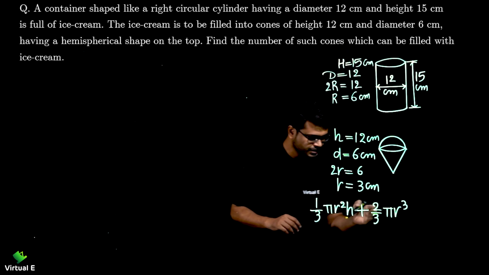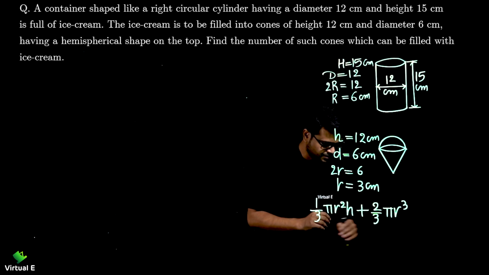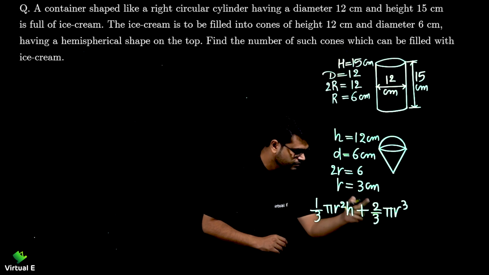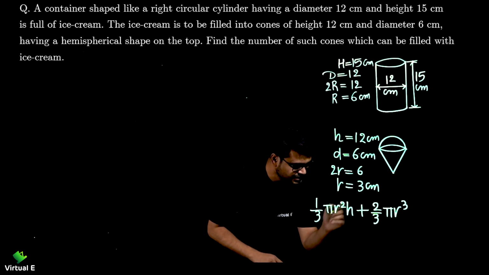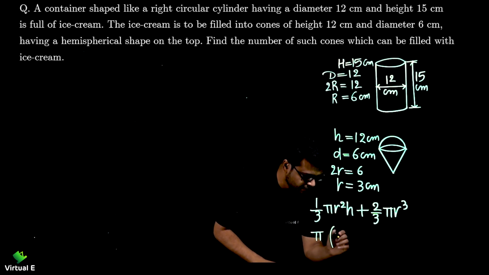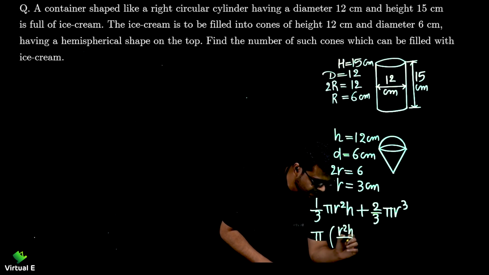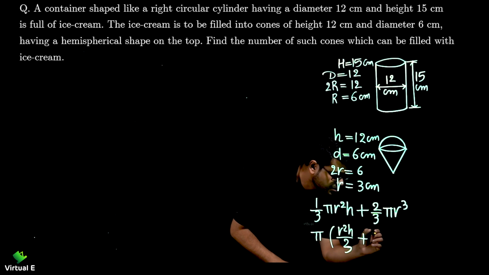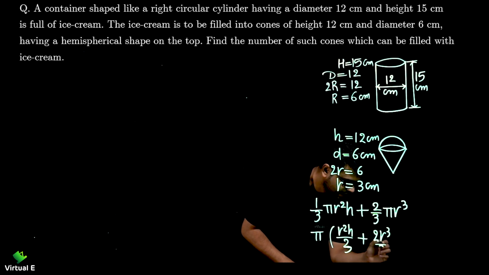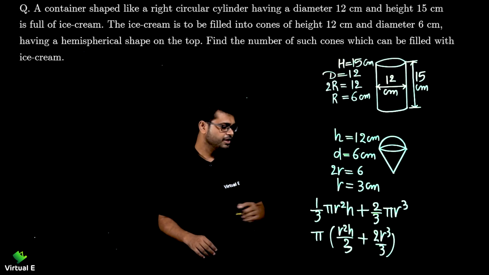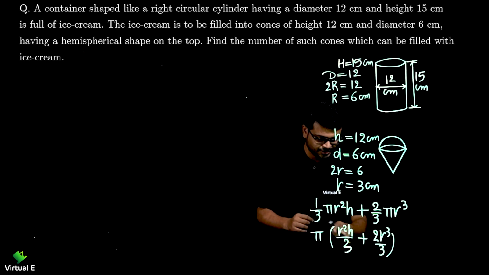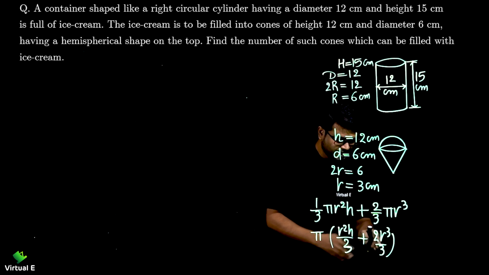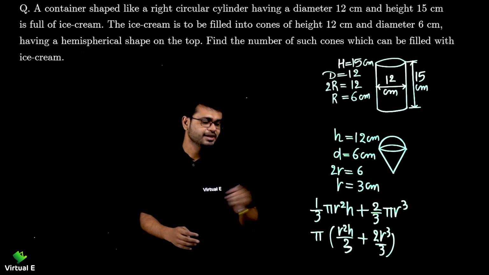Done? Can we take a few things common out of this? I think we can take pi common, and 1/3, let's keep it as it is. So pi here, then r square H by 3 plus 2 r cube by 3. Simple, right? So here we can substitute the value. Why have I taken pi common? You'll come to know when I cancel it with the formula of cylinder. So r square h by 3 plus 2 r cube by 3. We can take 3 also common. No need to bother writing 3 two times.